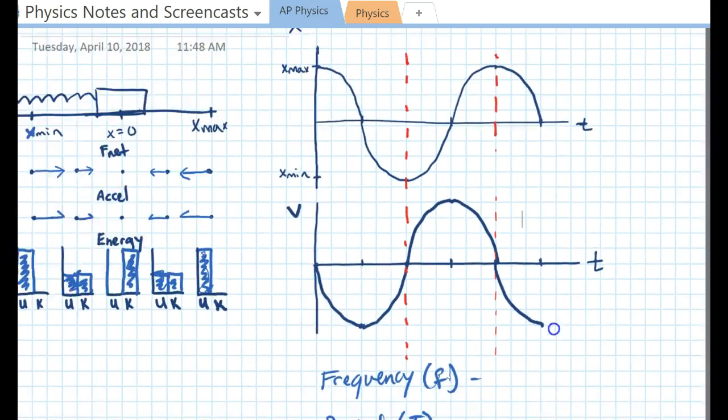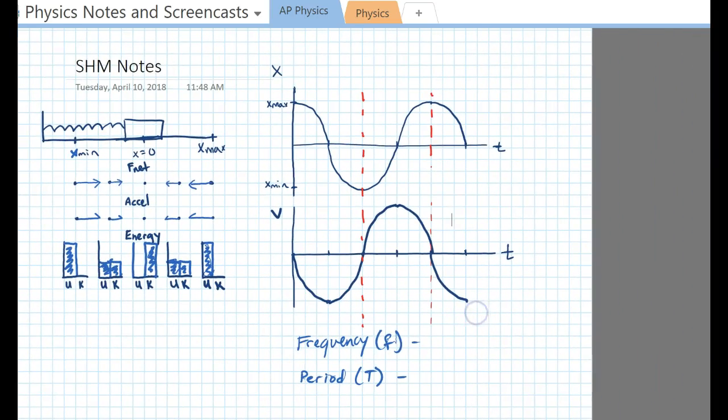All right, so we have a couple of other things to talk about here. If you compare the graphs that I drew here to the picture I drew, you can see that if I take the box and pull it out to x max and let go, then this graph here, the position versus time graph, shows the resulting motion. The object starts at x max, oscillates down to x min, and then comes back, and the process would just repeat if I continued this graph.